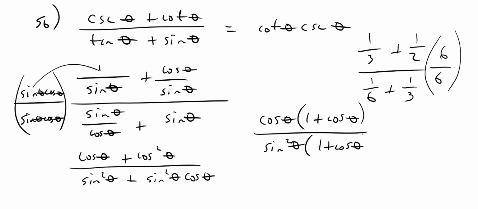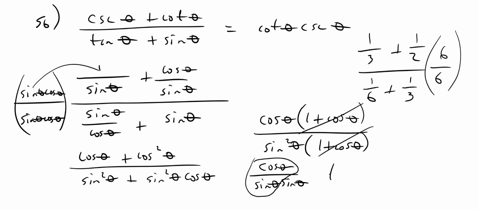Oh, that's actually really sweet, because these cancel. And I get cosine over sine. So remember, cosine theta over sine theta. Right? Cosine over sine is cotangent of theta. And then 1 over sine is cosecant of theta. And we're done. Okay, a little messy, but that's it. That wasn't bad. So common denominators, man. Common denominators. All right. 61.